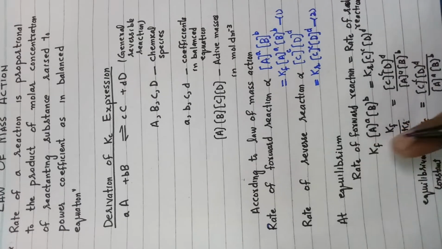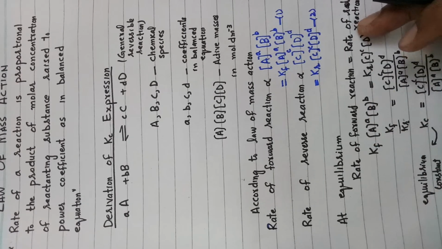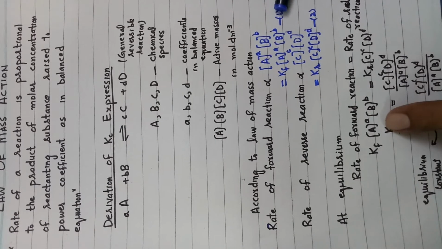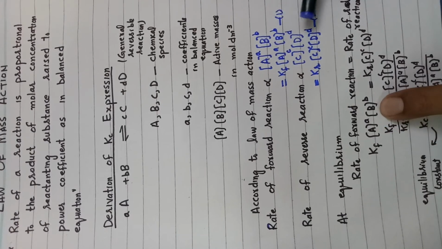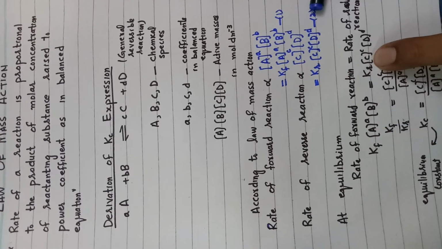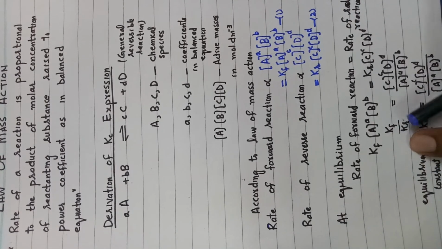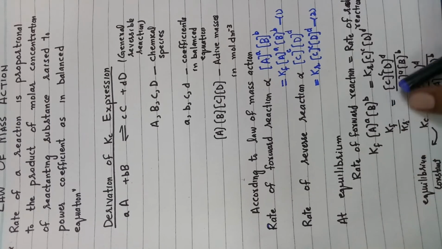At equilibrium, the rate of the forward reaction will be equal to the rate of the reverse reaction. From equation 1, we have the expression Kf times the product of A and B. Similarly, from equation 2, we have the expression for the rate of the reverse reaction. Then we have placed both constants, Kf and Kr, on the same side, and the variables on the other side.